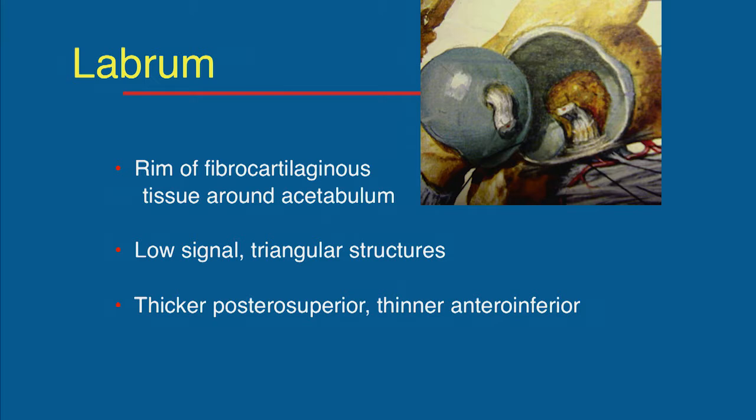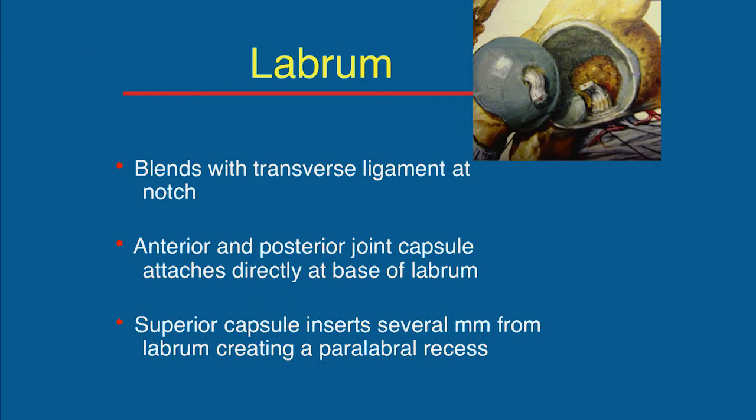What is the normal signal intensity? So the labrum is a rim of fibrocartilaginous tissue that surrounds the acetabulum, and it should be uniformly low in signal, or black, and triangular in configuration. We know that it's thicker at the posterior superior aspect and thinner as you move around anteriorly and inferiorly.